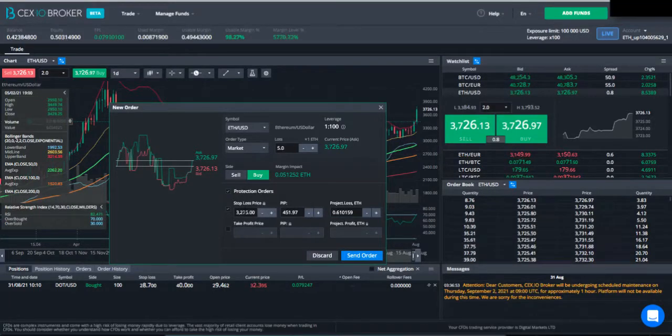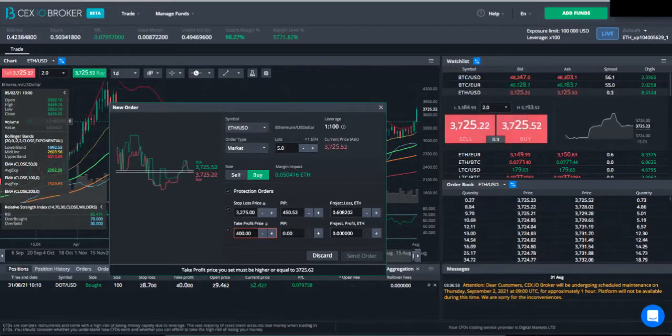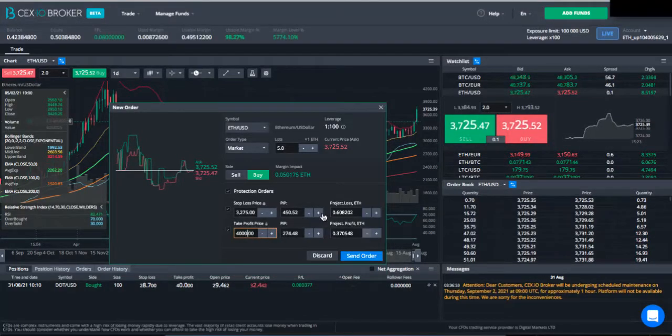So by looking at this screen, this section before you execute your trade, you are always able to take a good look at what your risk is going to be, what's your risk to reward. So let's say I expect Ethereum to go to $4,000. So I select my take profit, 4,000, and it tells me if we reach 4,000, my profit will be 0.37.